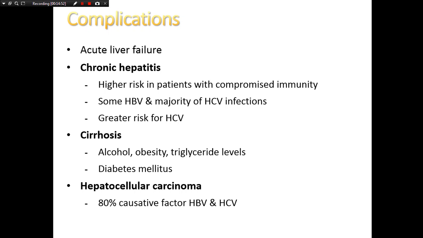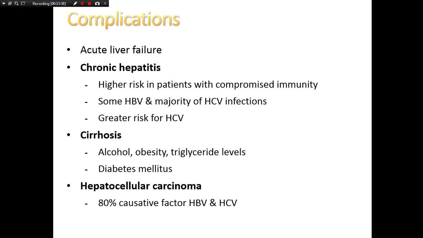So some of the complications, obviously, it can progress to acute liver failure, most notably hepatitis C, because again, it progresses sometimes over a span of 10 to 20 years without patients even knowing that they have acquired it. So if they don't get on antivirals or some of the protease inhibitors, they're not going to be able to stop that progression to liver failure. Like we said, chronic hepatitis, highest in patients with a compromised immunity. Very little percentage of patients with HPV, but a majority of patients who have hepatitis C will progress to chronic.